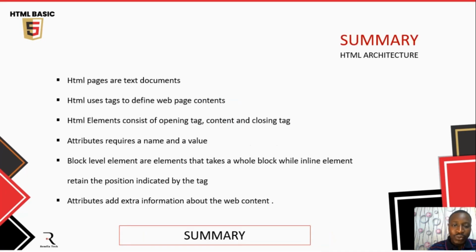All right, so let's go to summary. So today we have been able to look at HTML pages. We said HTML pages are text documents. We said HTML uses tags to define web page content. We said an HTML element consists of an opening tag, content, and a closing tag. We said an attribute requires a name and a value. Block elements are elements that take a whole block, while inline elements retain a position indicated by the tag. We also said the attributes add extra information about the web content.